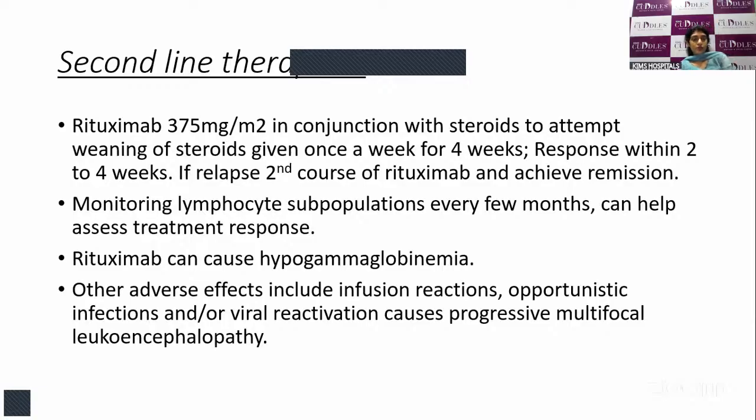At that time, you have to monitor lymphocyte subpopulations every few months, which can help assess treatment response. Rituximab can cause hypogammaglobulinemia, and other adverse effects include infusion reactions, opportunistic infections, and/or viral reactivation that causes progressive multifocal leukoencephalopathy.